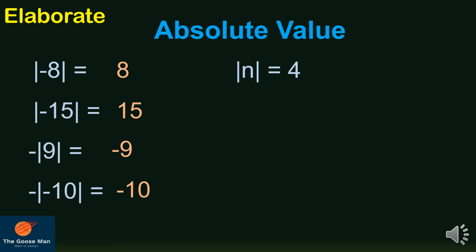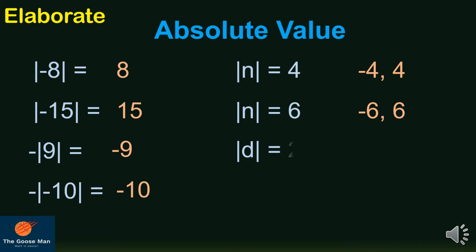Alright? Absolute value of an unknown number is equal to 4. Meaning to say, think of a number such that the distance is equal to 4. And there are two possible answers. And the answers are negative 4 and positive 4. What about absolute value of n is equal to 6? Again, think of a number such that the distance is equal to 6. And there are two possible answers, namely negative 6 and 6.